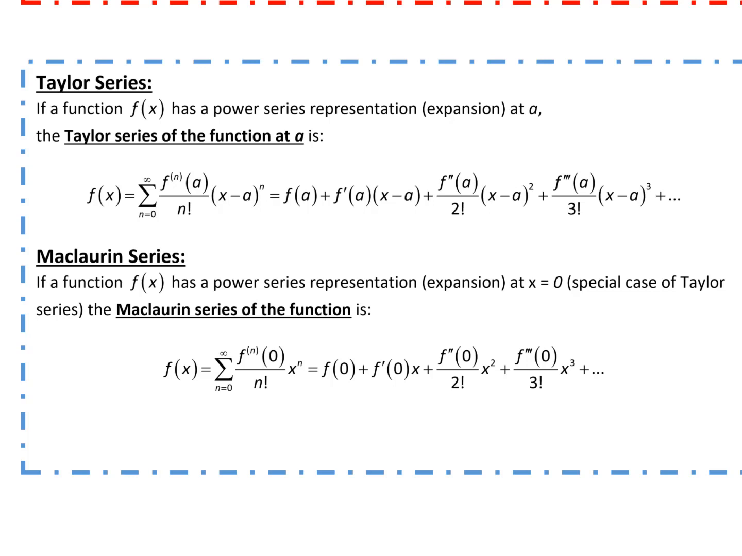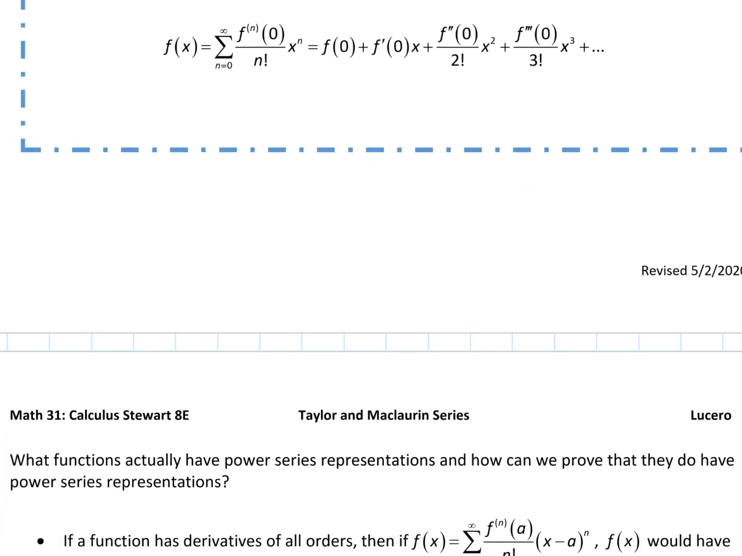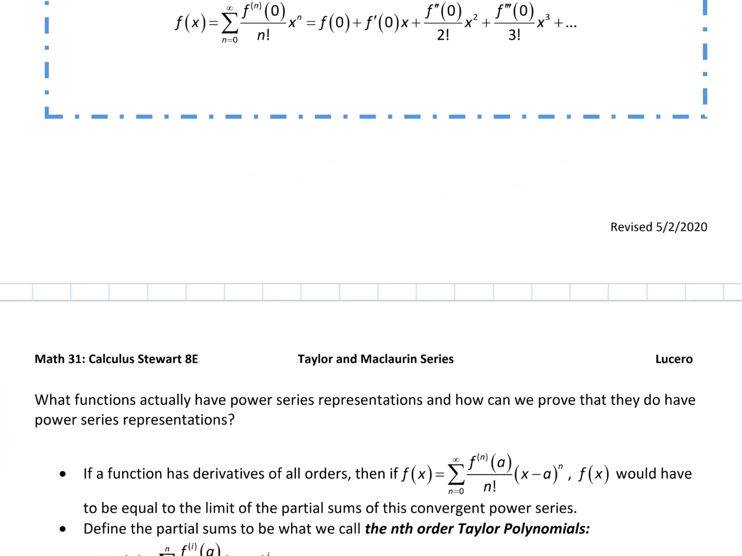So we have our two definitions, I guess, Taylor series and Maclaurin series, Maclaurin being just a specific type of Taylor series centered at x equals 0. All right, so very quickly, let's talk about when we can actually do this process.